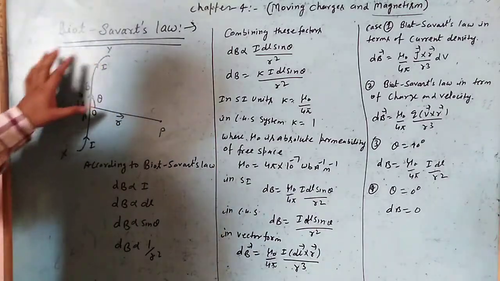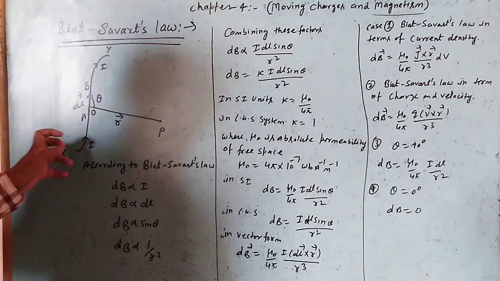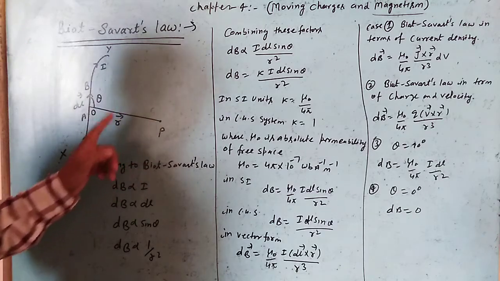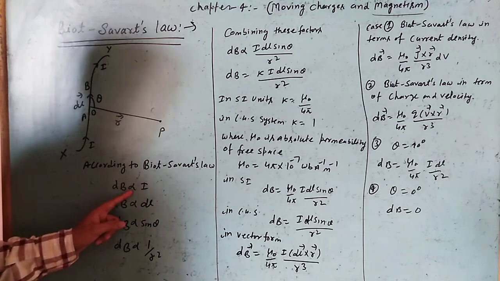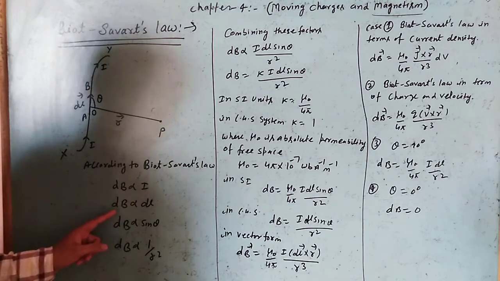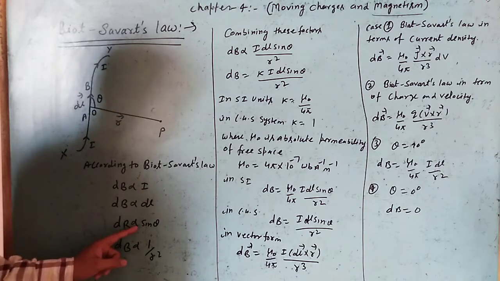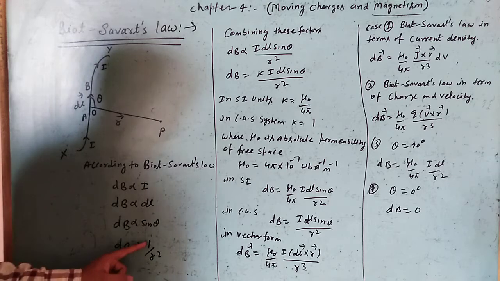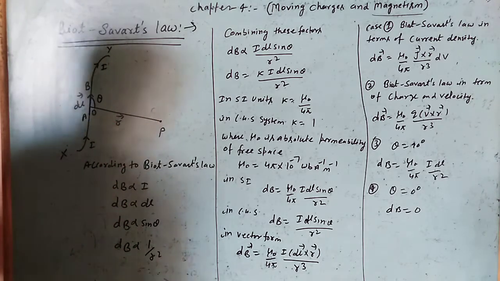Now, according to Biot's law, the magnetic field induction and magnetic flux density produced at the point P depend on the following factors. First factor: dB is proportional to I. Second factor: dB is proportional to dl, and dB is proportional to sin theta, and dB is inversely proportional to 1 upon r square, where r is the position vector.